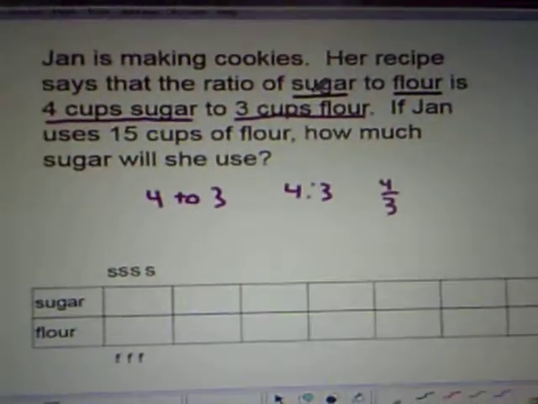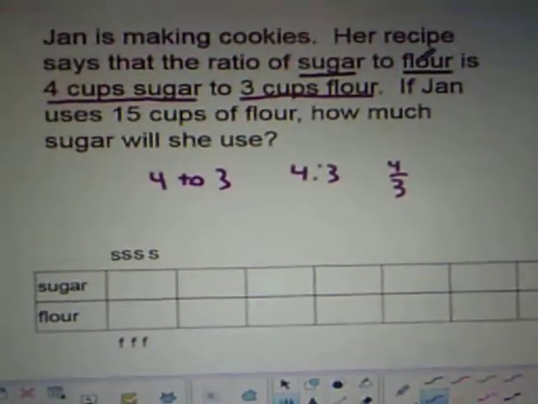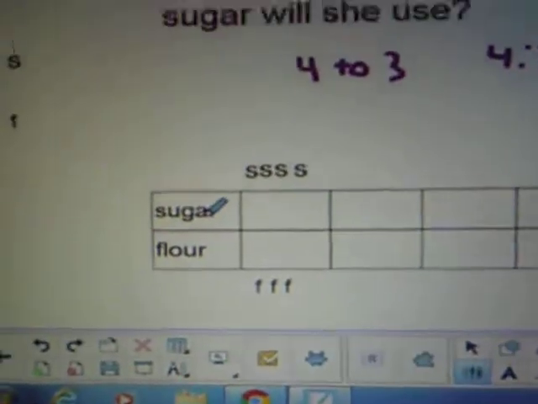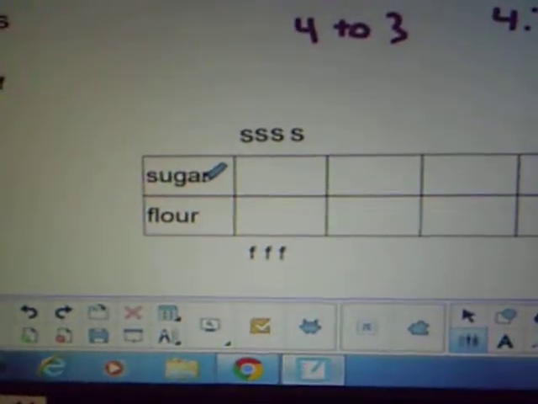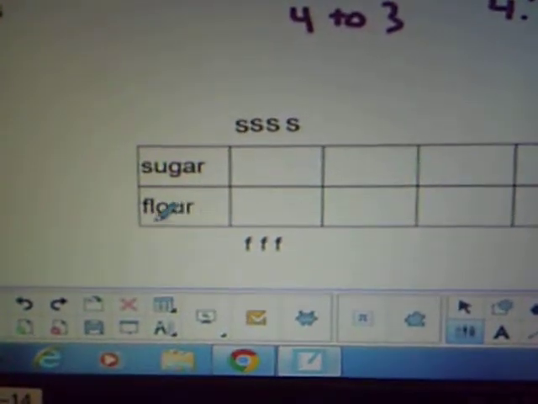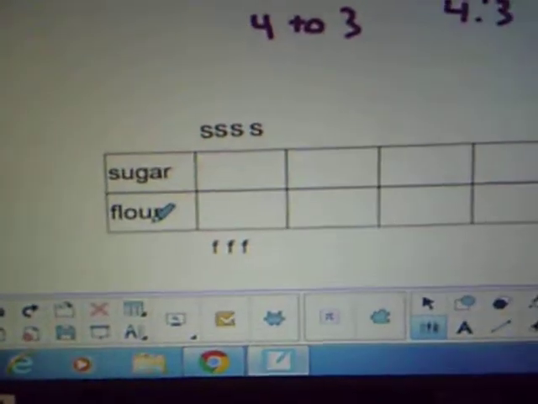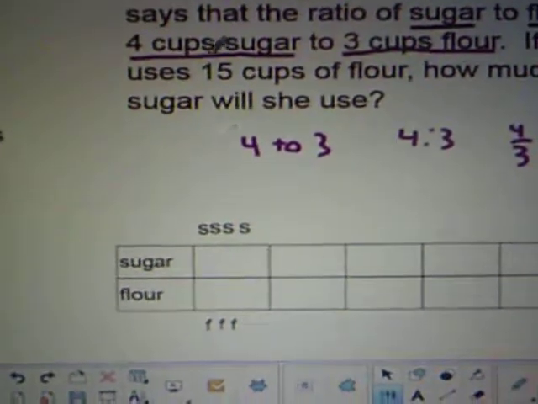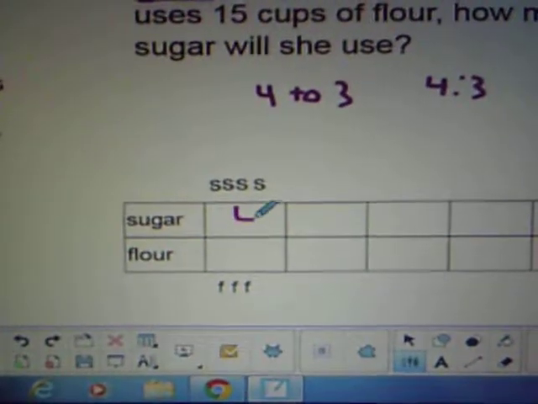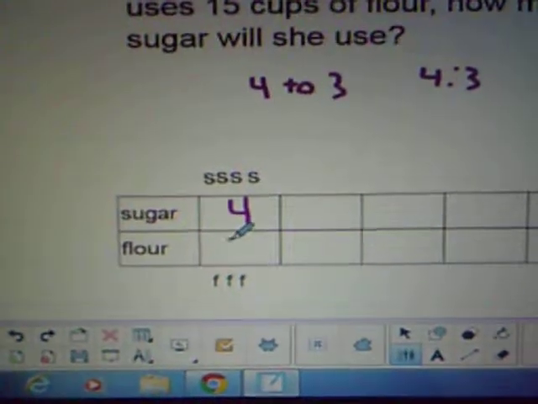Since the problem talked about sugar first, then flour, we're going to put sugar in the first row of our ratio table as our label. Then the second row we're going to label flour. Since the recipe called for 4 cups of sugar, we can put a 4 here in our first box. And for flour we'll put a 3.